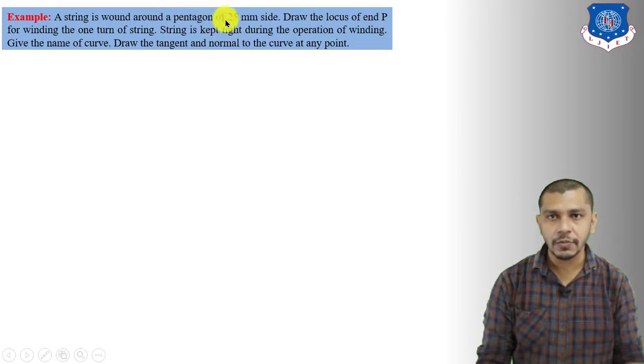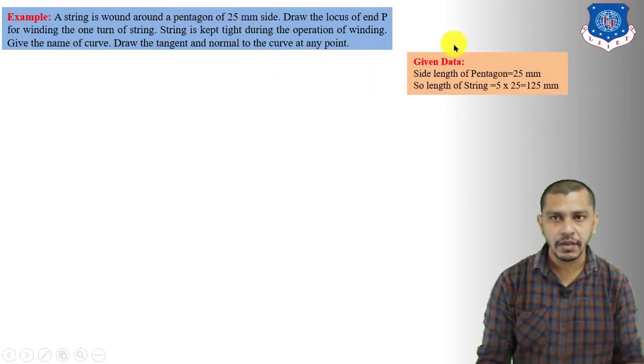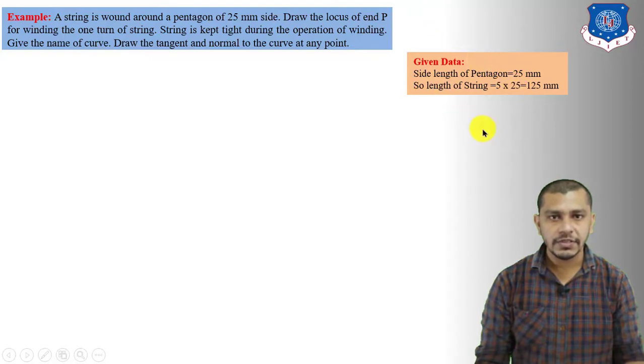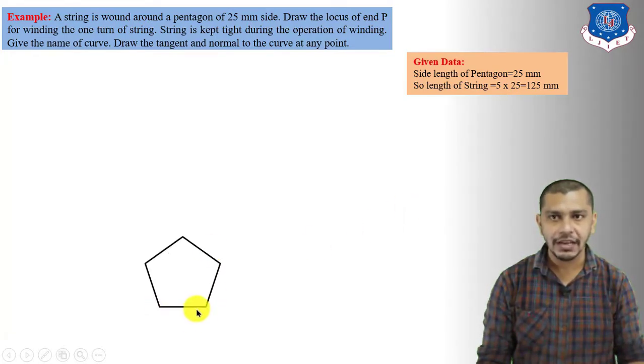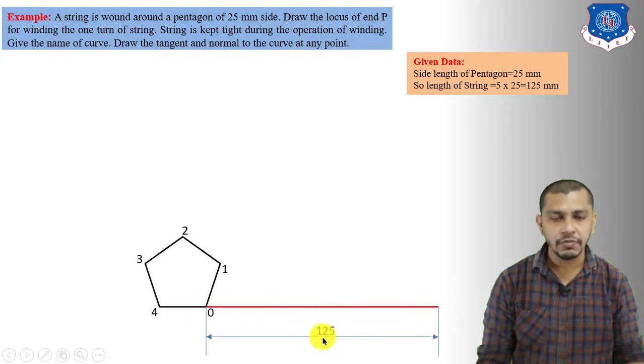Here the side length of the pentagon is given, it is 25 mm. So the length of the string will be 5 into 25, which is equal to 125 mm. First of all, draw a pentagon having side length 25 mm. Give the numbering starting from 0, 1, 2, 3, 4. Now at 0, attach the string having length equal to 125 mm. This will be our P0.